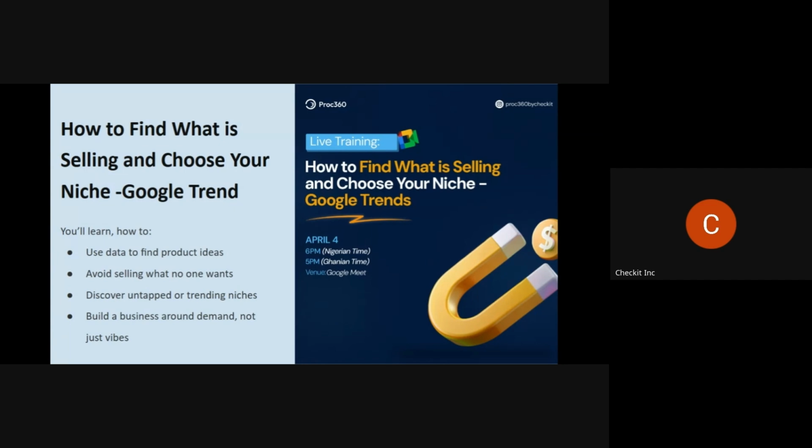No guessing at all. We're hoping to learn how to use data to find product ideas, how to avoid selling what no one wants, how to discover untapped and trending niches, things that people have not really gone into, that you think, oh, I think I could excel here. We'll also be talking about how to build a business around demand and not just vibes.